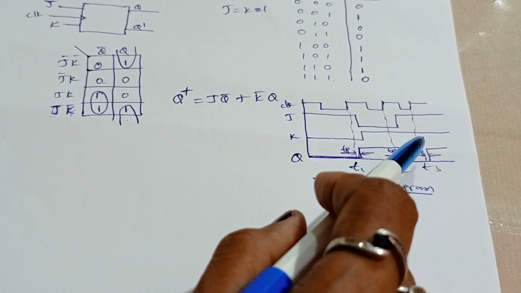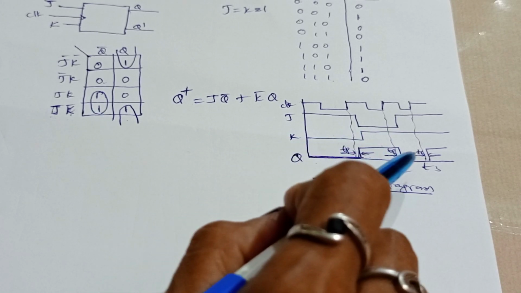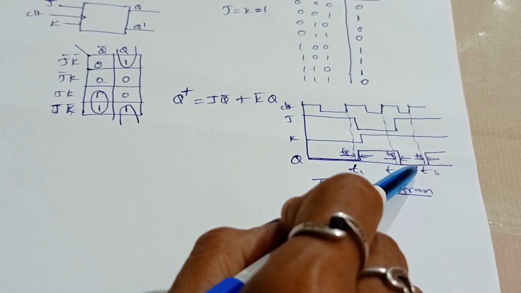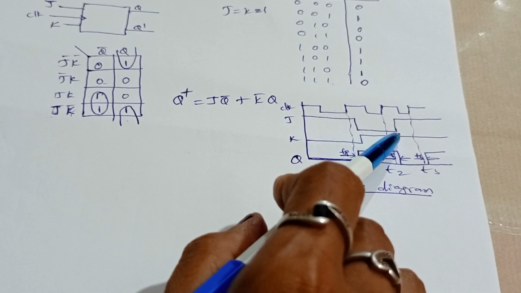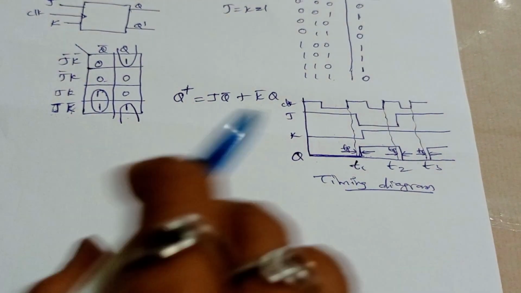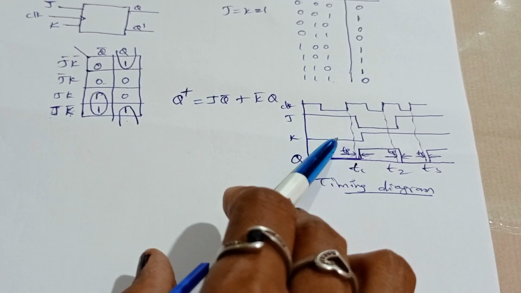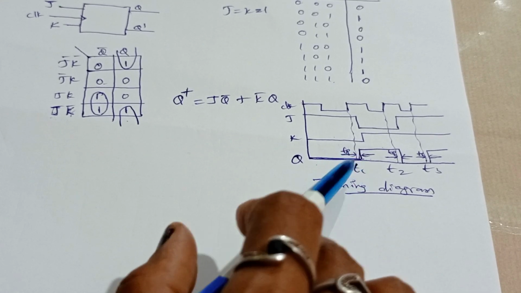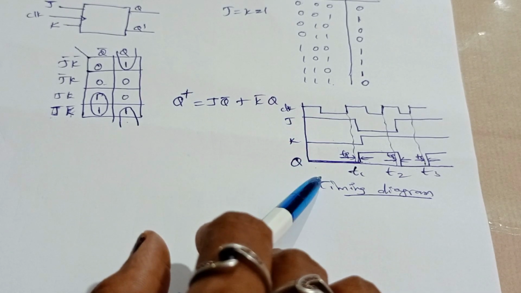When Q is equal to 0, here it is Q is equal to 0, that is J is equal to 1 and K is equal to 0 at time t1. Here J is 1, K is 0 and Q is changing from 0 to 1 at time t1. Okay, first rising clock edge.